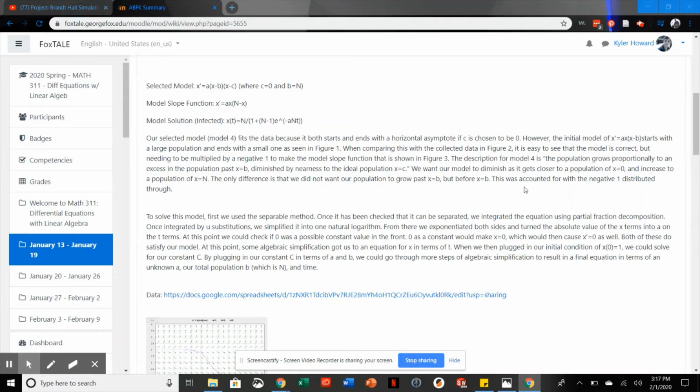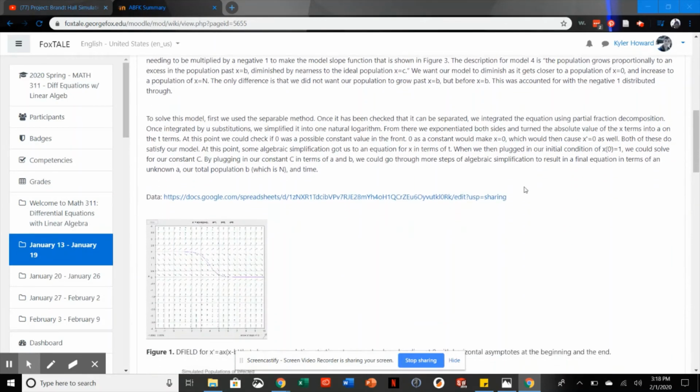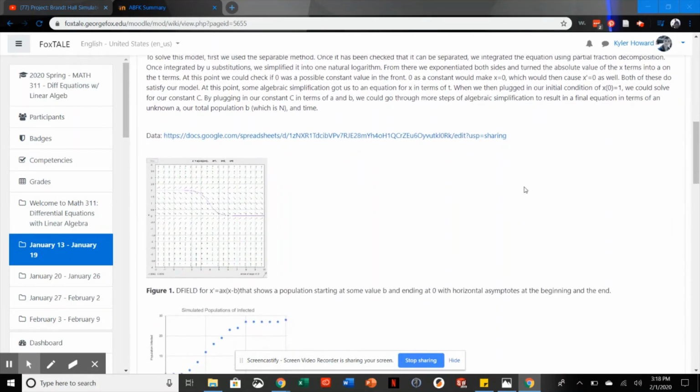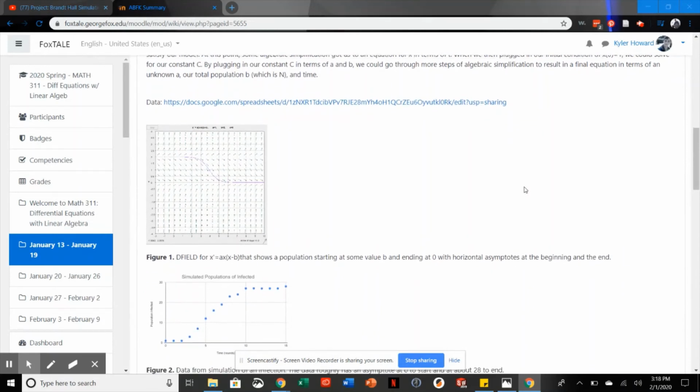At this point, some algebraic simplification got us to an equation for x in terms of t. When we then plugged in our initial condition of x of 0 equaling 1, we could solve for a constant c. By plugging in our constant c in terms of a and b, we went through more steps of algebraic simplification to result in a final equation in terms of an unknown a, our total population b, which we're using n, and time. Below we have our link to our spreadsheet, and below that we have some figures.